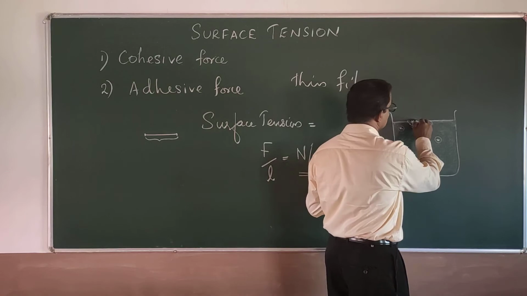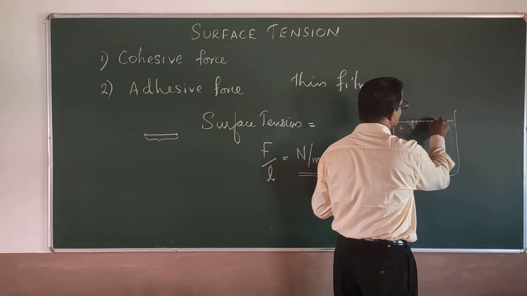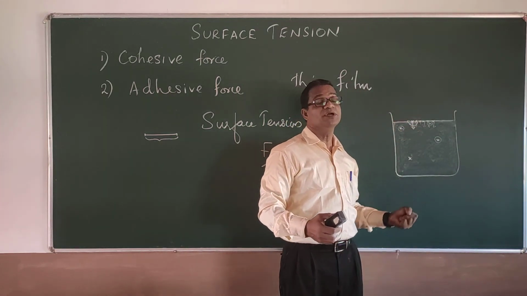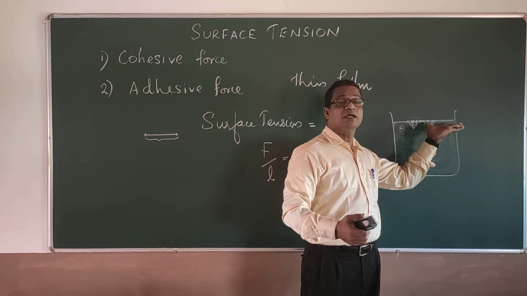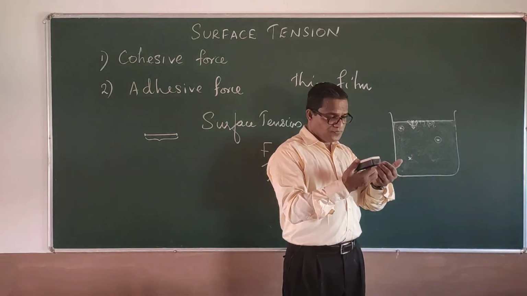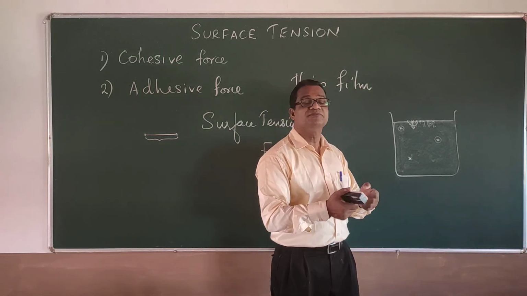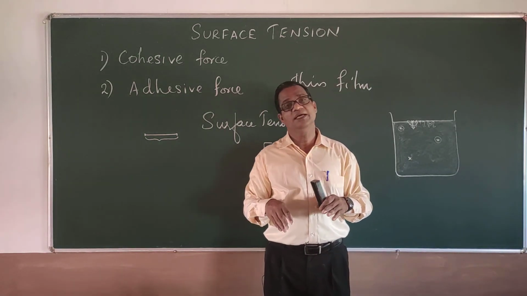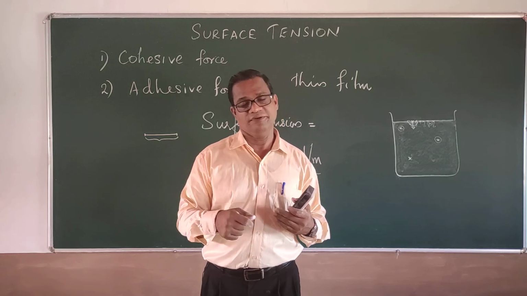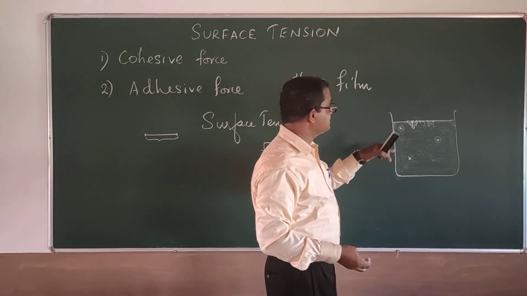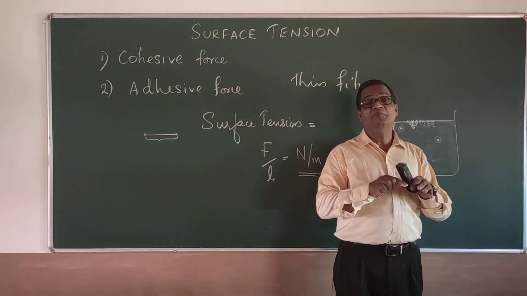Like that, if you consider all the molecules on the free surface, all will be having that pulling downward effect, but they cannot go down because molecules are there below. So effectively all this pulling down effect comes on the free surface in the form of a stretching effect. So the free surface of the liquid acts like a stretched membrane.